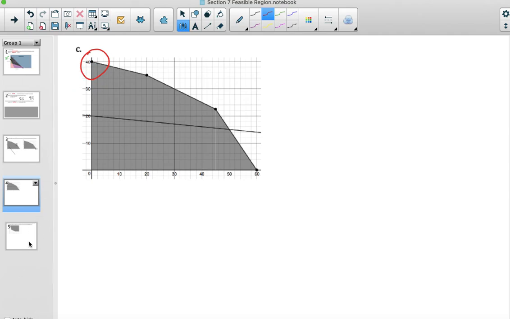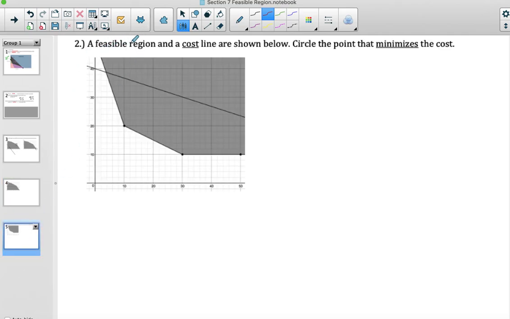And then the last example, number 2: I have a feasible region and the cost line is shown below, and I want to minimize the cost. I would take this line and drag it down. The very last corner I would touch would be this one here. With this other line, I drag it down, and this is going to be the last point that I touch. So that concludes our Section 7 notes.